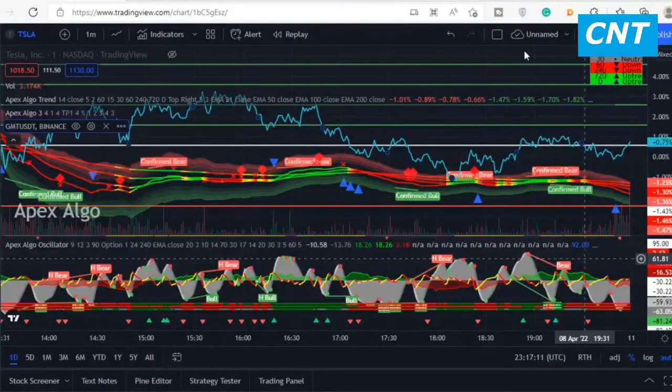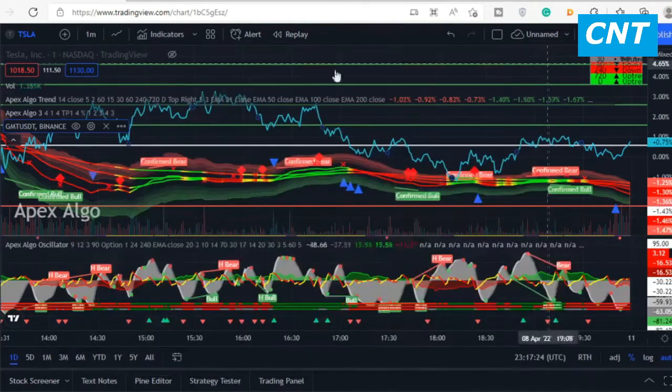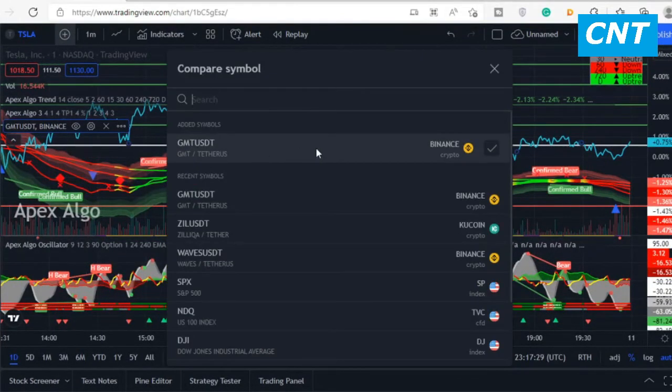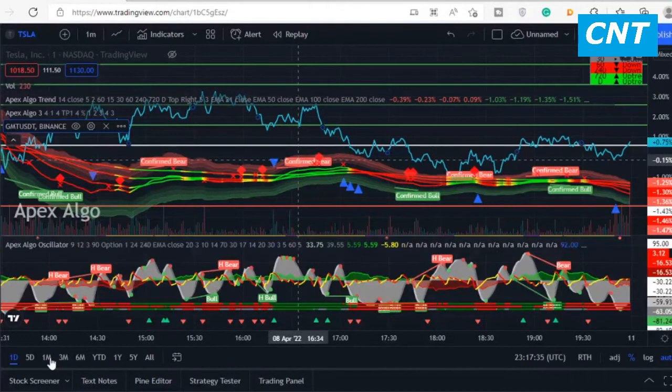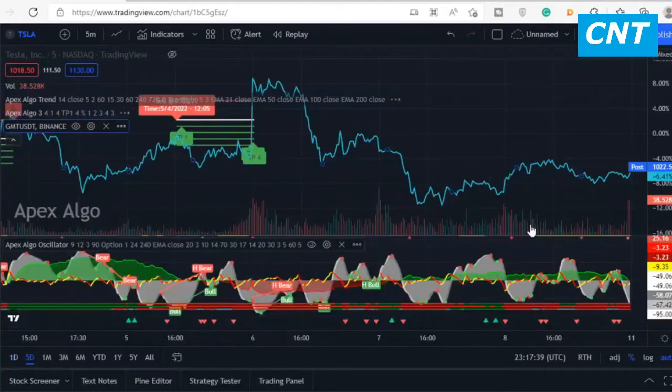Let's try Apex Algo indicators. We will use 3 or 4 different coins combined with 3 main indicators. Those would be Apex Algo Oscillator, let's pick another, Apex Algo Trend, and Apex Algo 3. At first we have on the screen the GMT USDT pair crypto coin price index combined with those 3 indicators. When you turn them on, you can see in the settings what profits can be made in a short period of time, and it is without even using leverage.